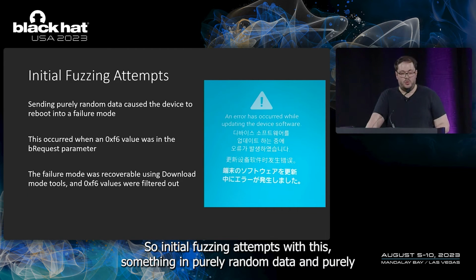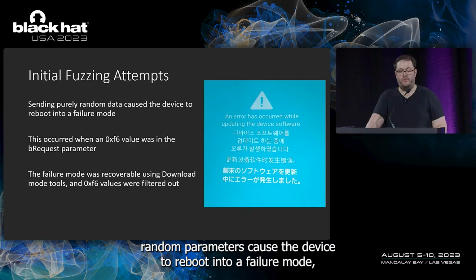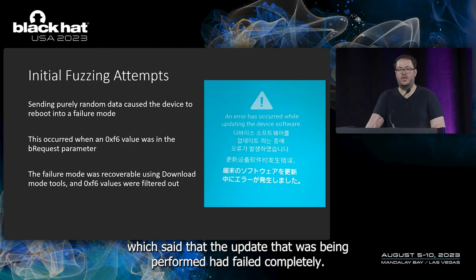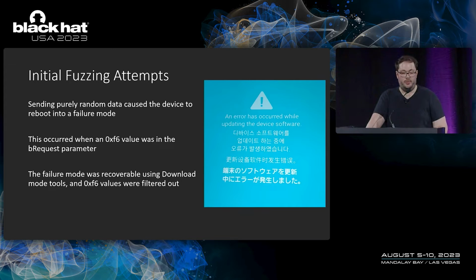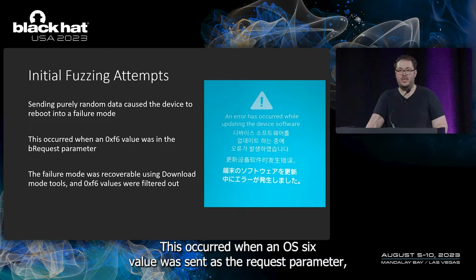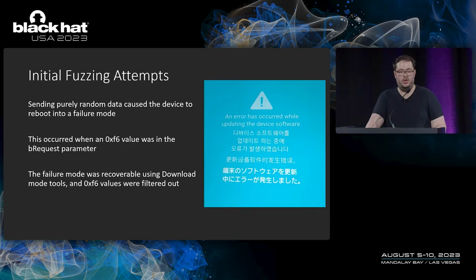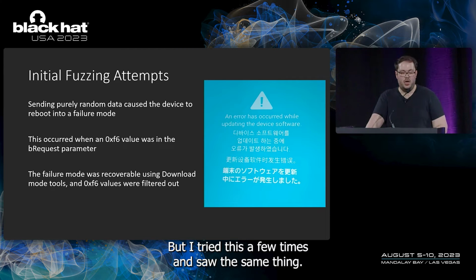Initial fuzzing attempts with this, sending purely random data and purely random parameters, caused the device to reboot into a failure mode, which said that the update that was being performed had failed completely. This occurred when a 0xF6 value was sent as the bRequest parameter, which didn't really mean much to me, but I tried this a few times and saw the same thing.